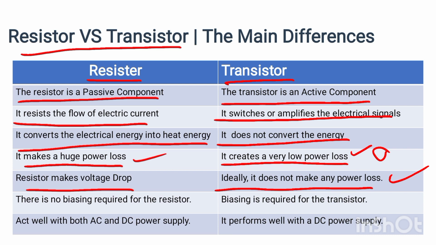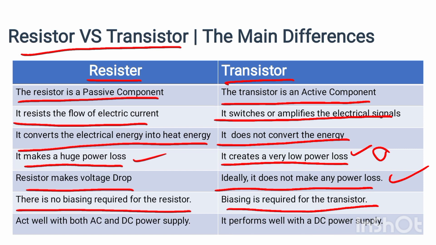Coming to the fifth point, there is no biasing required for the resistor. If we want to operate the resistor, there is no need for biasing. That means the two terminals of the resistor are interchangeable. We can use the terminals interchangeably. We don't need any external biasing circuit for operating a resistor. But whenever we want to use a transistor, biasing is required. Biasing is required for a transistor in order to operate as a switch or an amplifier.